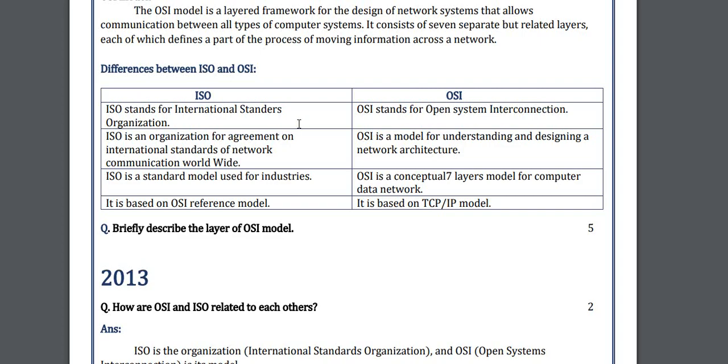You need to know the difference between ISO and OSI. ISO stands for International Standards Organization, and OSI stands for Open Systems Interconnection. ISO is a standards body for industries, and OSI is a similar model which is for computer networks. It is based on the OSI reference model, but in TCP/IP it is based on the protocols.